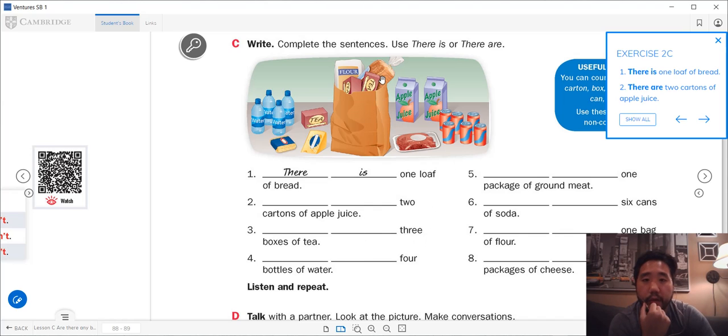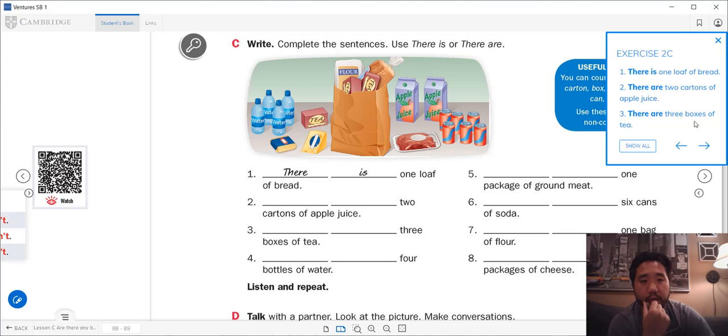Let's see. So we have 1, 2, 3. There are 3 boxes of tea. So it's plural, so we have to say there are 3 boxes of tea. Number 4, blank, 4 bottles of water. And here, these are bottles of water right here. There are 4 of them, so it's plural. We have to say there are 4 bottles of water.